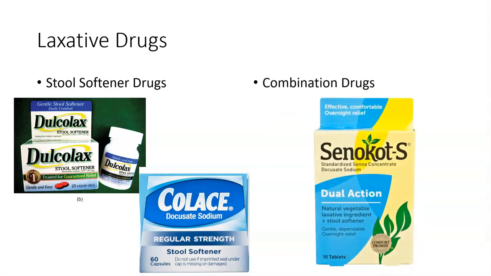Then we have combination drugs. So mixing things, this combination is a combination of a stimulant laxative and a stool softener. So when we're looking at these, we have Senokot. This is Senokot S. It's got docusate in there, and then it's got senna, or your book refers to it as a sennoside. So senna is going to be your stimulant, and the docusate is your stool softener.